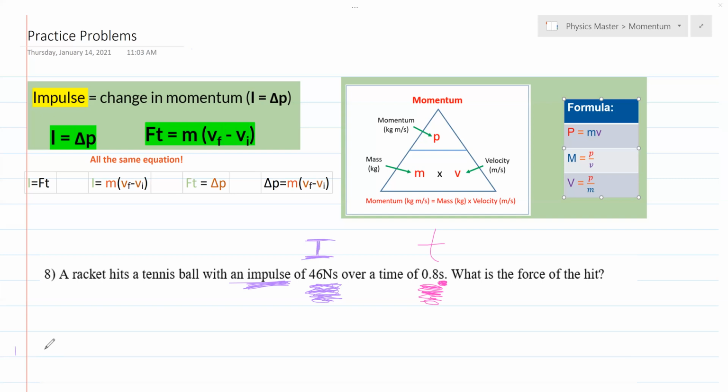Here's I, here's T. All right, Antoine, your chance to redeem yourself. What are we looking for? What do they ask us to solve for? Antoine says they are asking us to solve for force. He said, what is the force? Fantastic. Now I know I need some formula that has an I, an F, and a T.